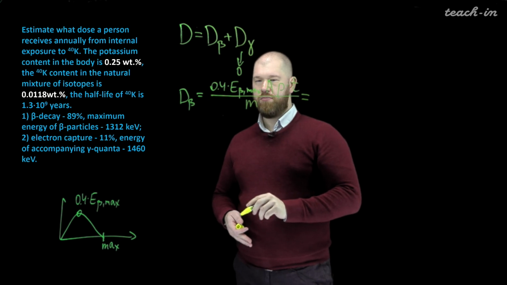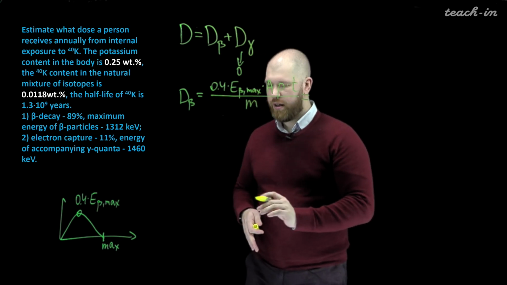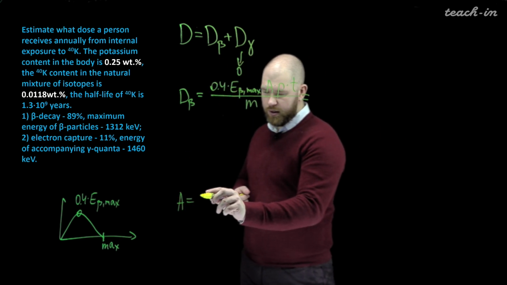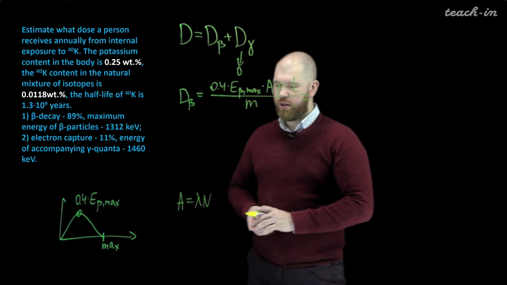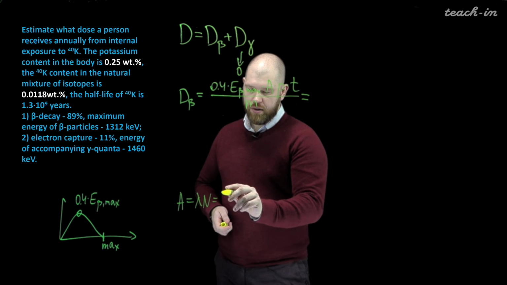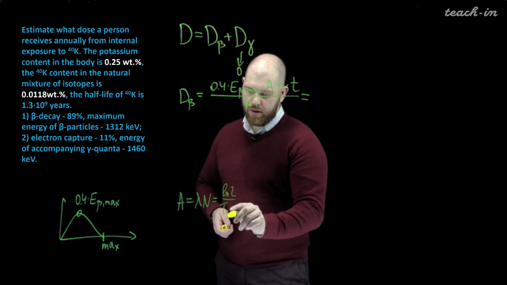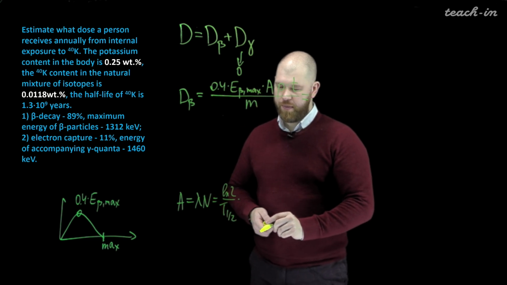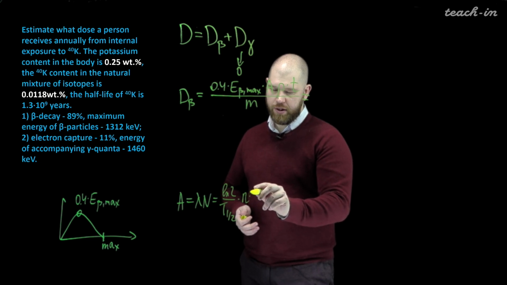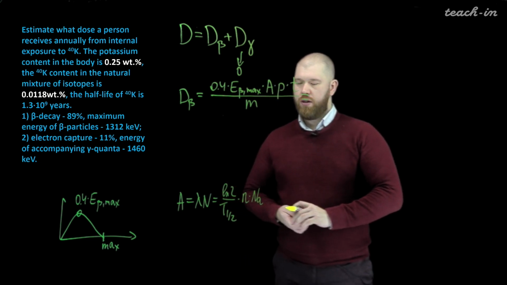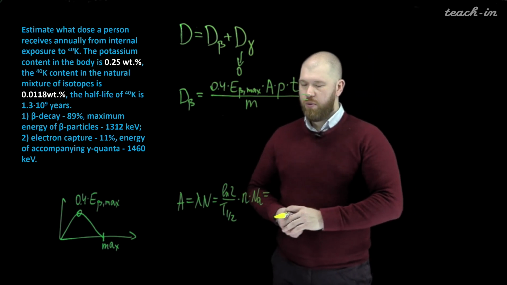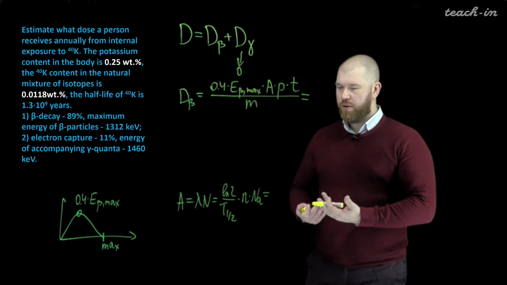So now let's write more specifically the activity. Activity is equal to lambda N. Okay. Lambda is clear. What about N? N is the amount of potassium multiplied by the Avogadro number. So all this is clear. What is the amount of potassium-40?